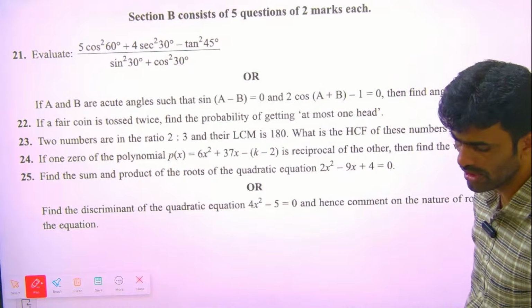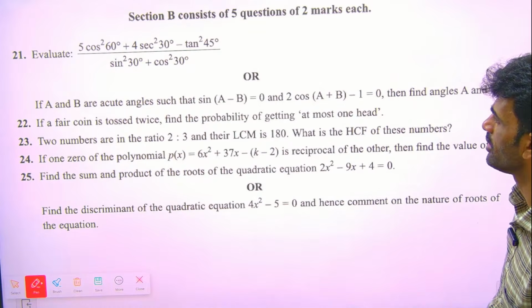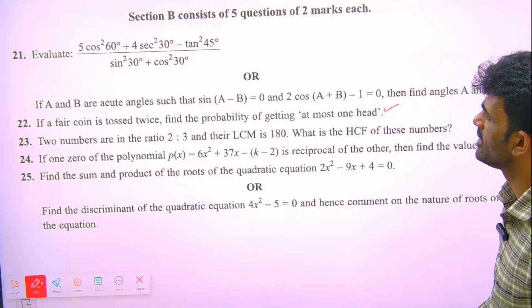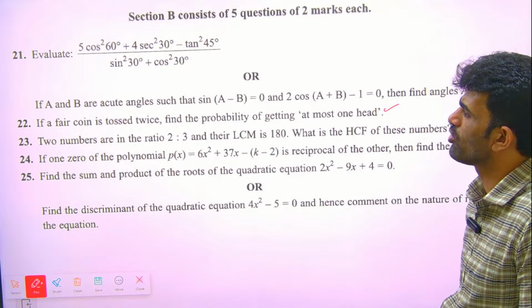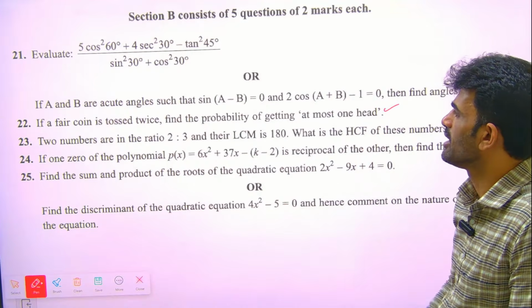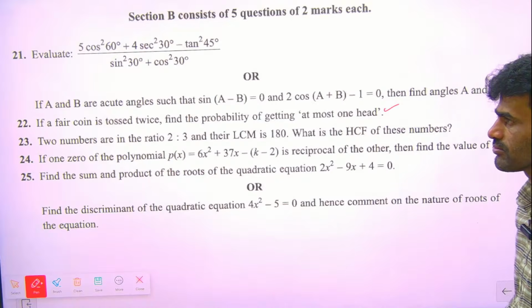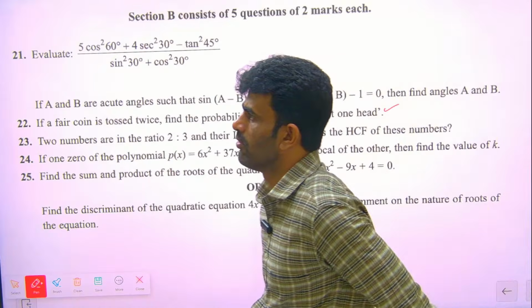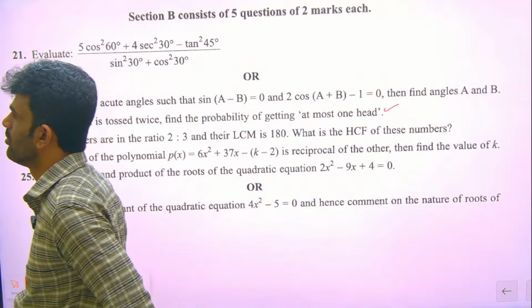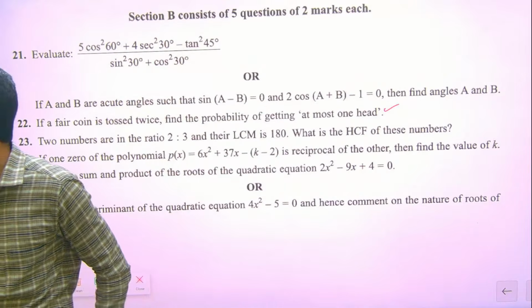The second topic is easy only in trigonometry. Identity is only difficult. Can you tell me what is this answer? If a fair coin is tossed twice, 2 times it is tossed, find the probability of getting at most one head. Probability of getting at most one head.